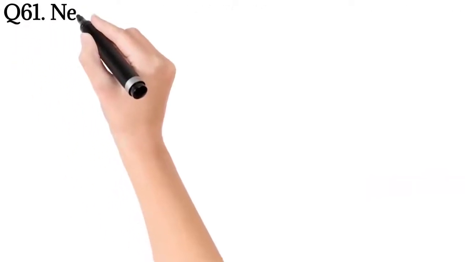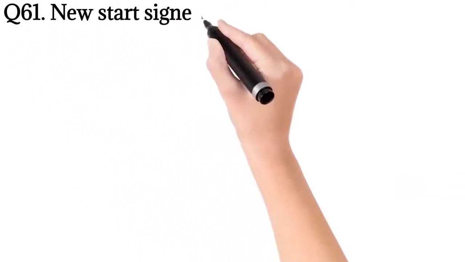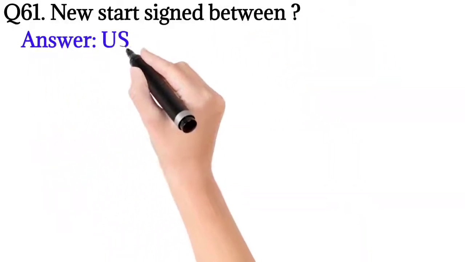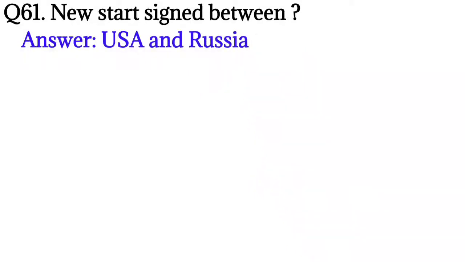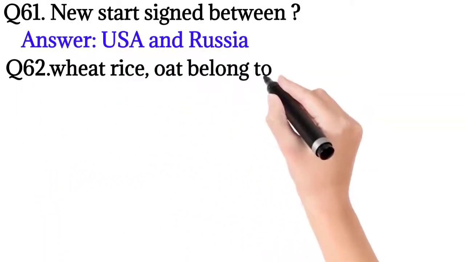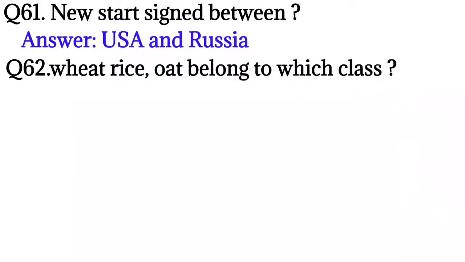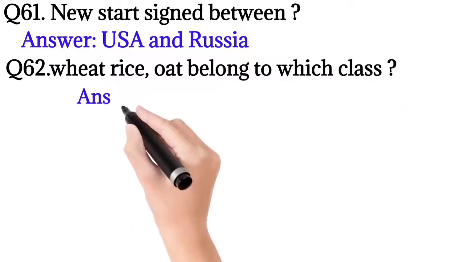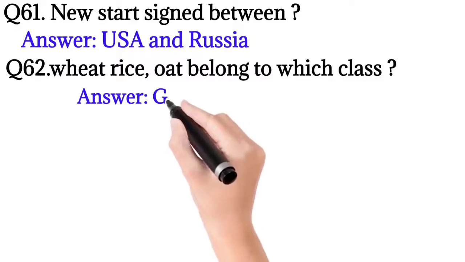Question number 61. New START treaty is between? So the answer is USA and Russia. Question number 62. Ferns belong to which class? So the answer is grass.